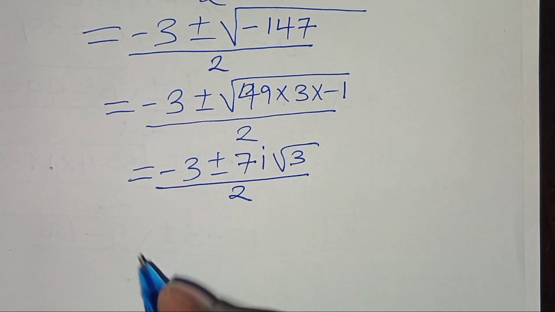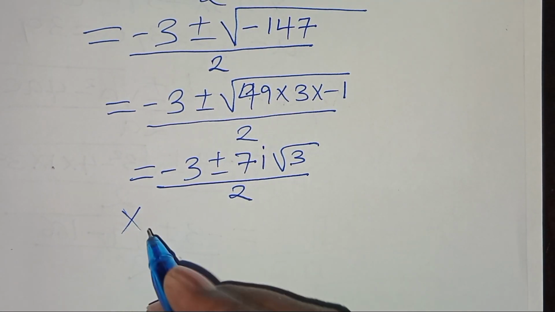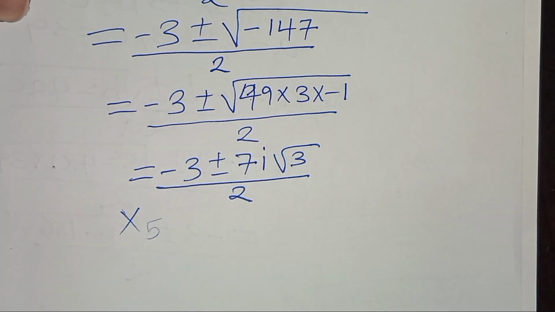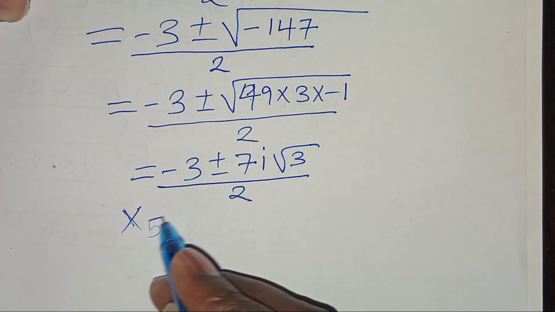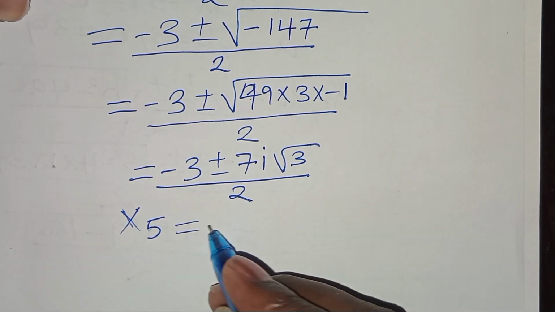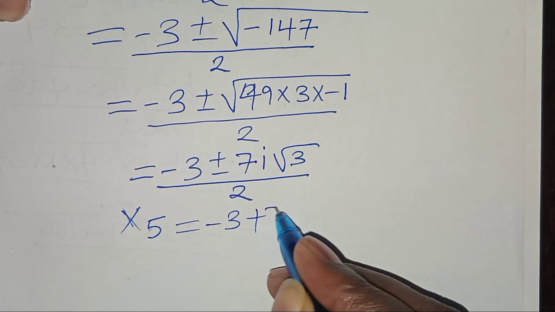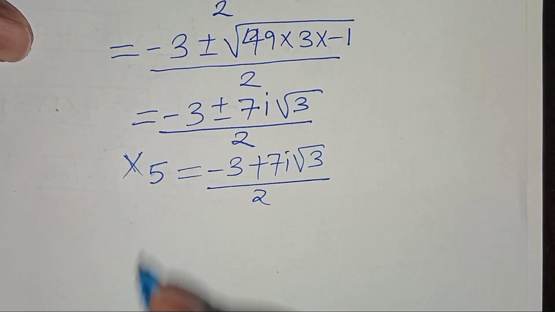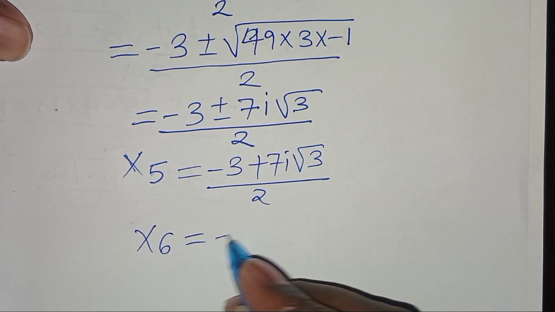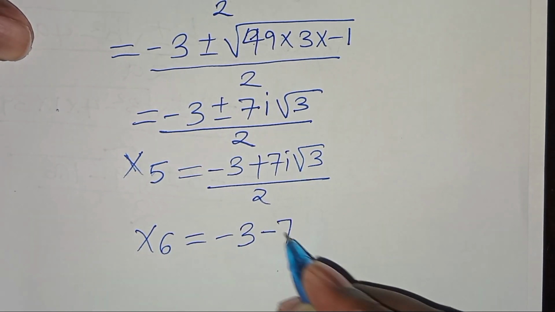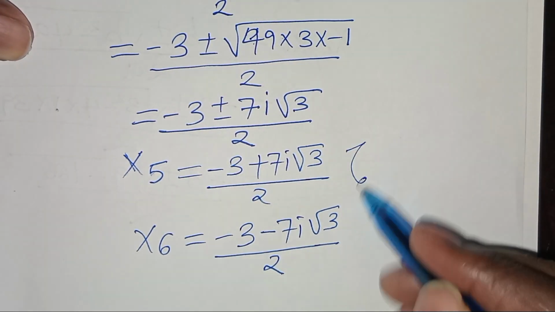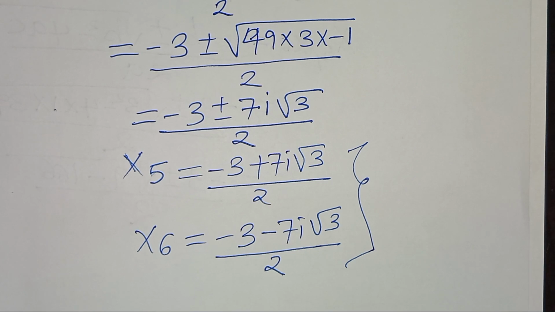So this implies that we have two complex roots here, that is x5, which is negative 3 plus 7i square root of 3 divided by 2. And we have x6, which is negative 3, subtract 7i square root of 3, all this divided by 2. So that implies that we have 6 solutions for this exponential problem.